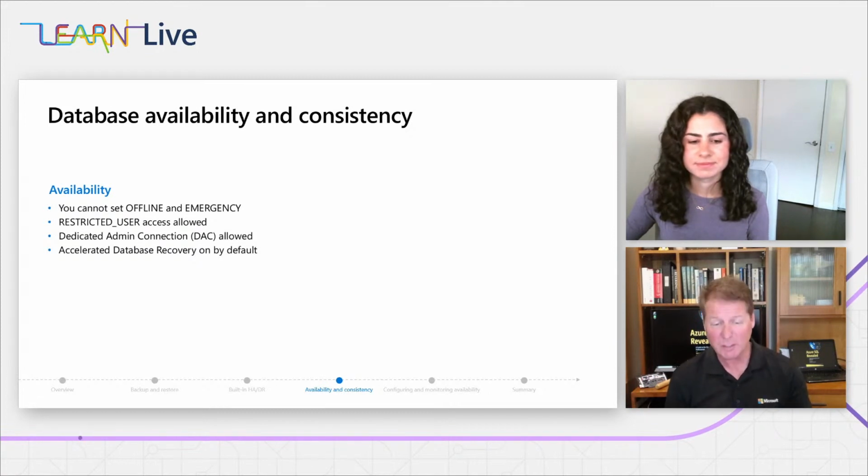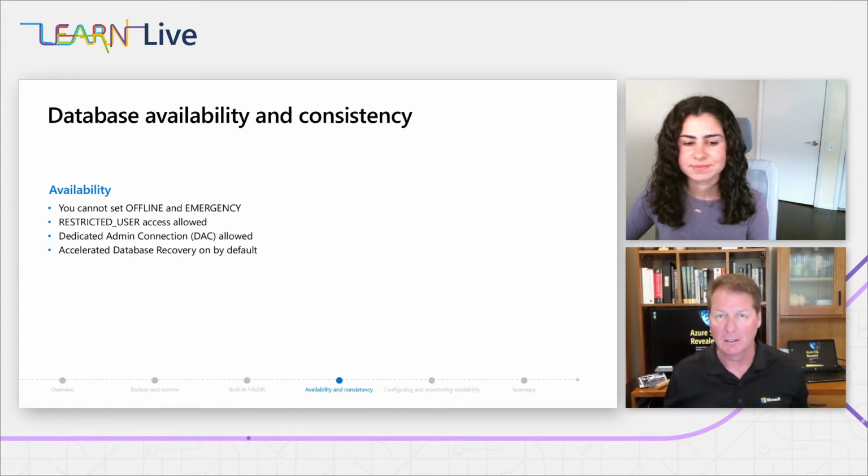Now, restricted user access is definitely allowed. So if you need to only allow certain people in to do certain things in the database, you can do that. And then if you want to do some advanced diagnostics, say you've got an application that blocks everybody and it looks like your SQL is hung, but it's really not, you can use a dedicated admin connection.